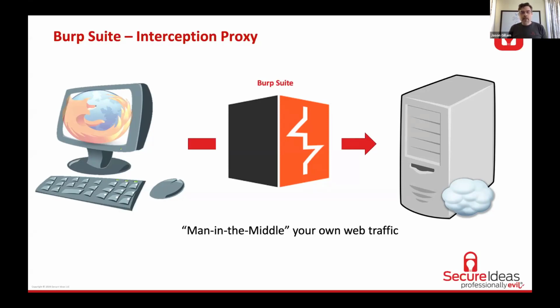So it's for man in the middling your own traffic. Whenever you make a web request, it goes through that proxy, goes to the server, and then the response comes back through the proxy and then to your browser. In your proxy, you can get a history of everything that's gone on. And then you can also do things like take one of those requests and rerun it, make some changes to it, and build fuzzing tools around it and that sort of thing.